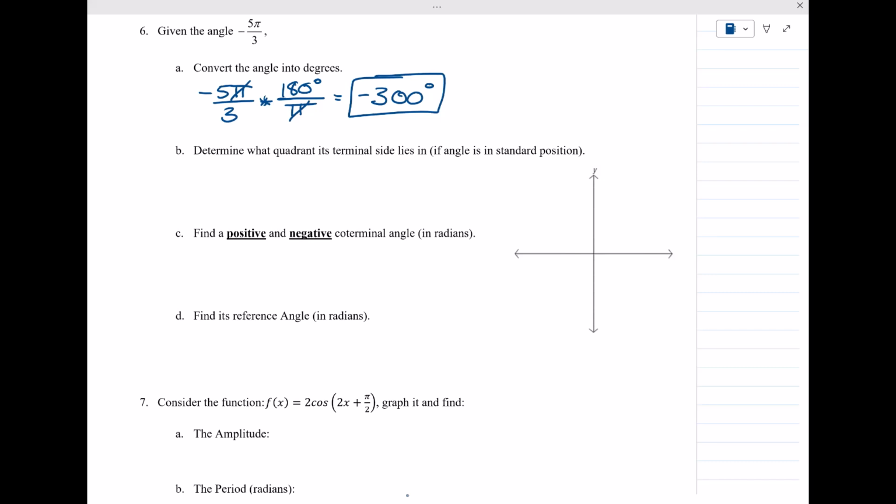Next step is we have to draw negative 300. Well, that's negative, which means you always start here. That's 0. This would be negative 90, negative 180, negative 270, and this would be negative 360 if we just kept this going. But we don't want to go that far. Negative 300 puts us maybe over here. And this is quadrant 1.